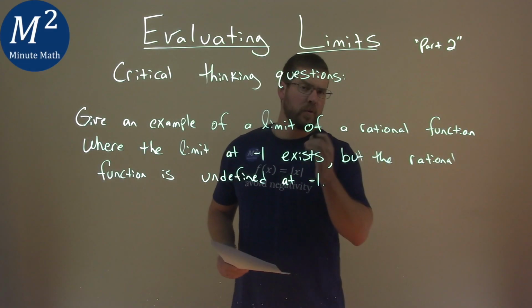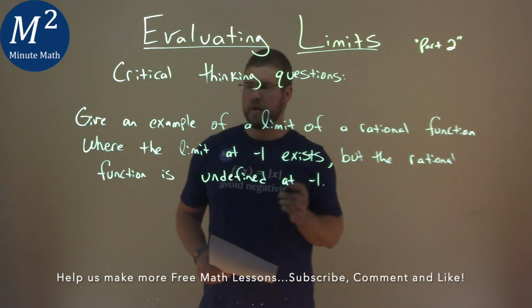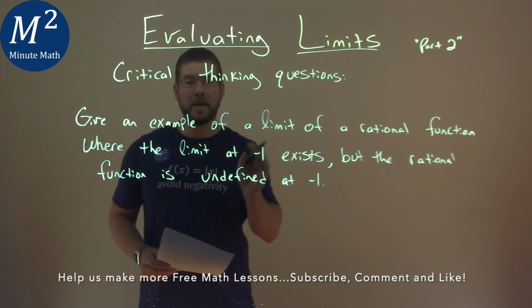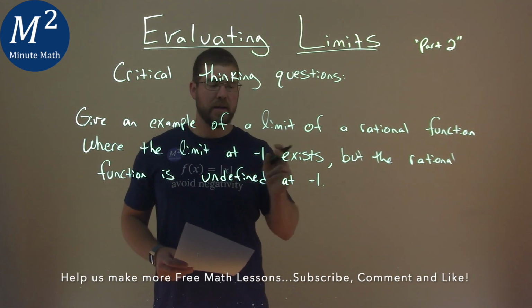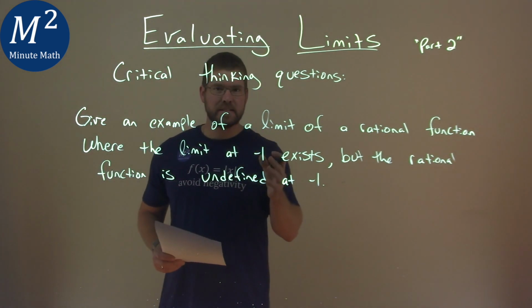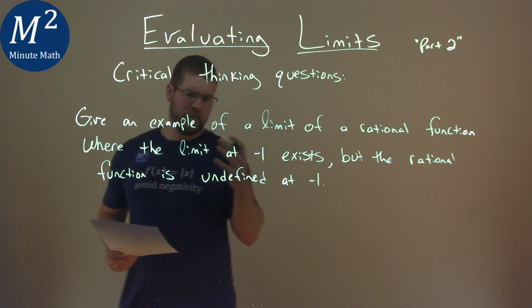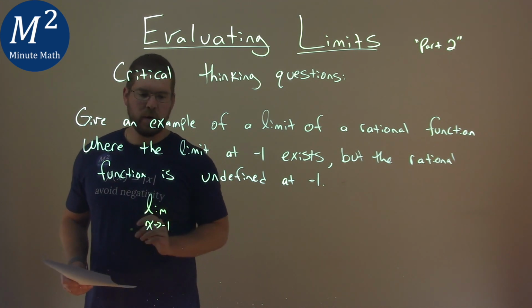We're given this critical thinking question. Give an example of a limit of a rational function where the limit at -1 exists, but the rational function is undefined at -1. So first I'm starting off with, well, the limit has to exist, or we defined it at -1. That's really what's going on. So we're taking the limit as x approaches -1.